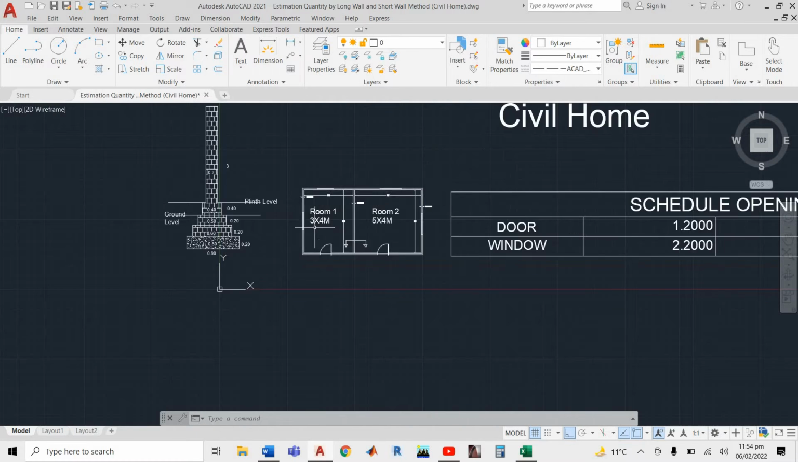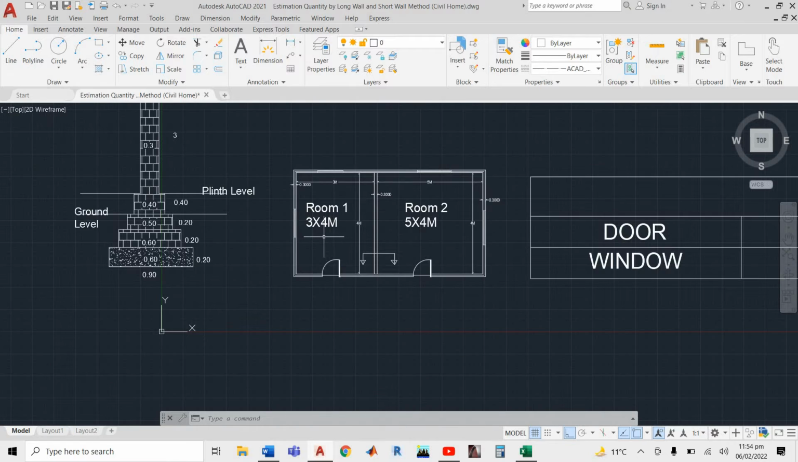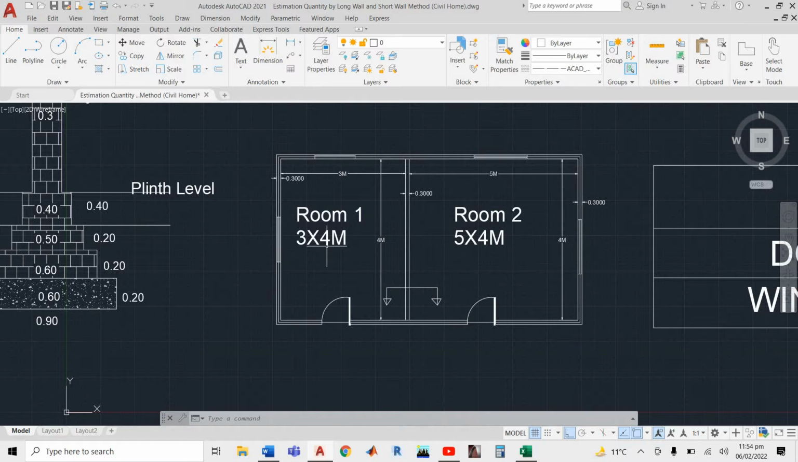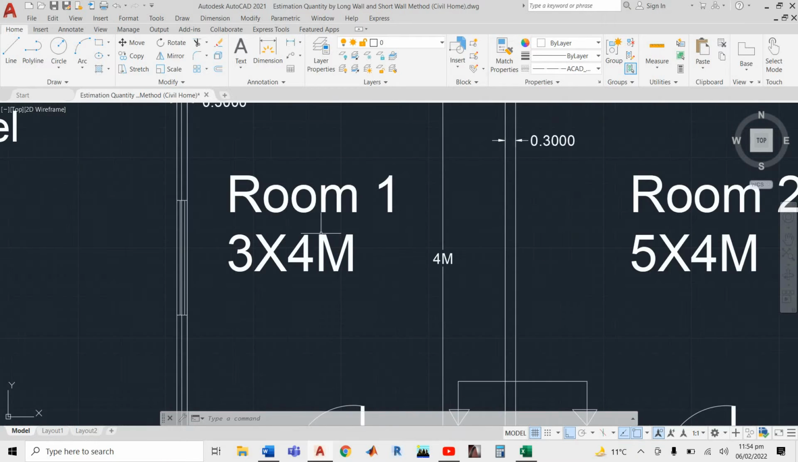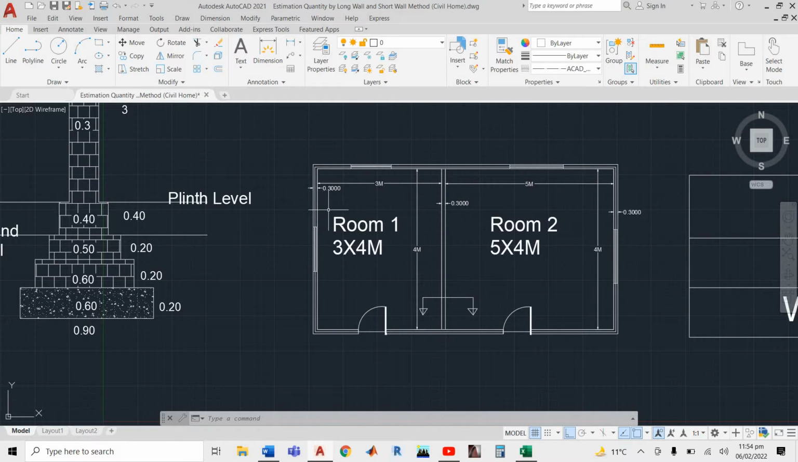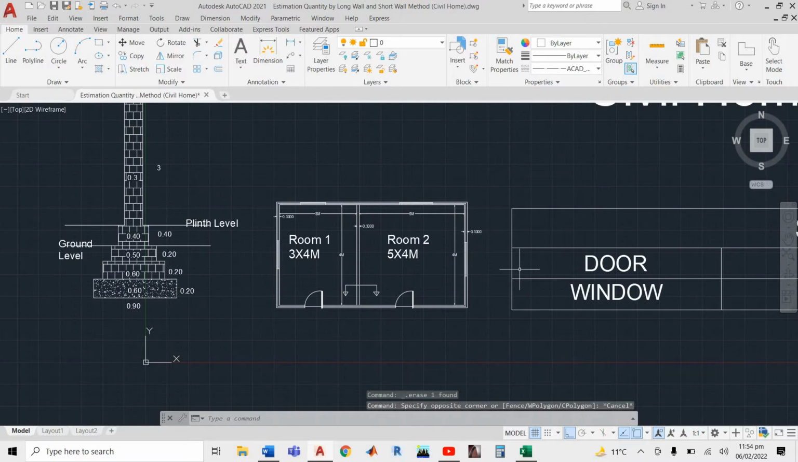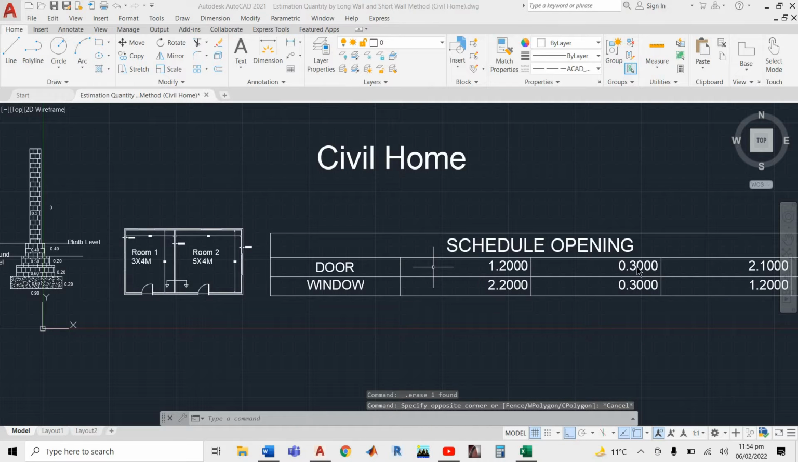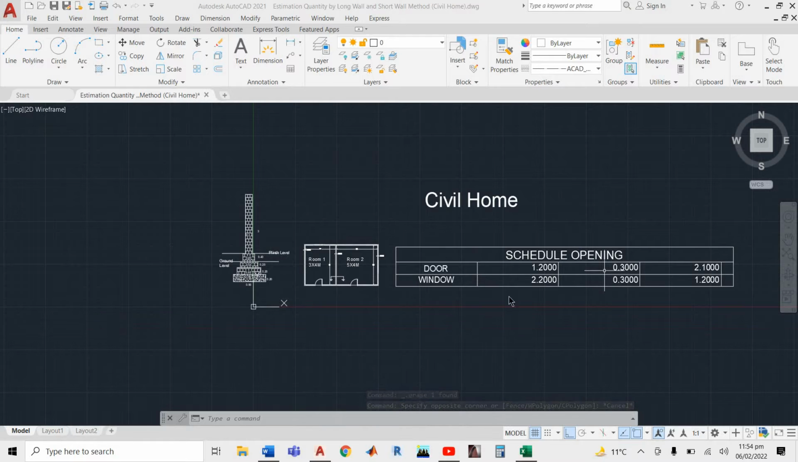How we can find the quantity by the center line method, I just explained in the previous session with this house plan. I also explain it a little bit here. Here we have 2 rooms with 0.30 meter thickness, 2 doors, 4 windows. Here we have the dimensions for our door and our window. For our door we have 1.2 meter length, 0.3 thickness and 2.1 height. And for windows, 2.2 is the length, thickness is 0.3 and height is 1.2.